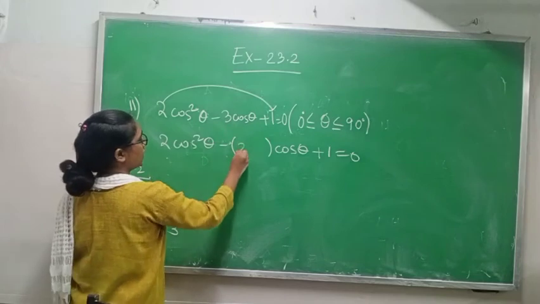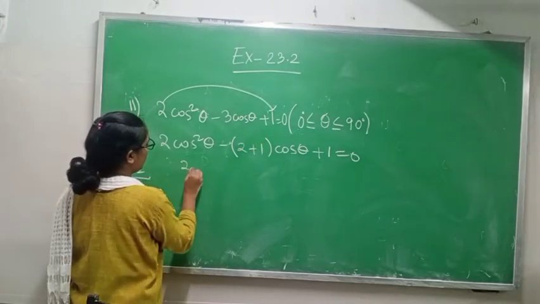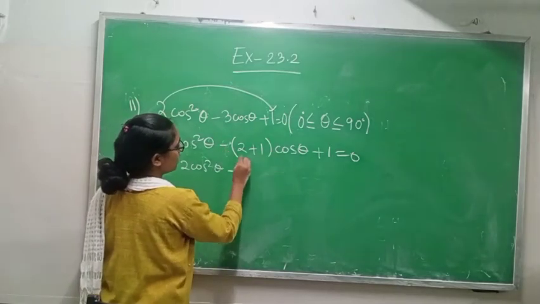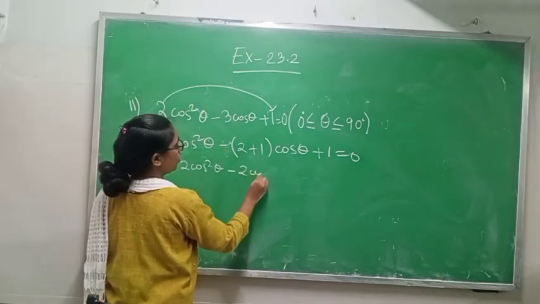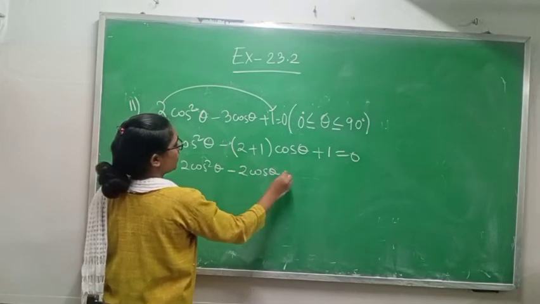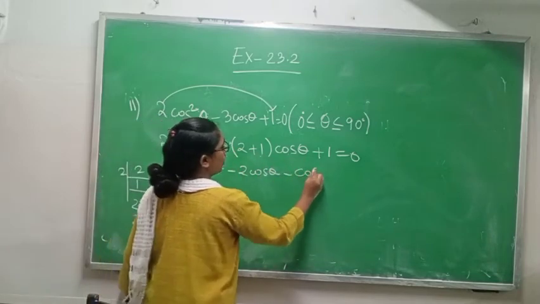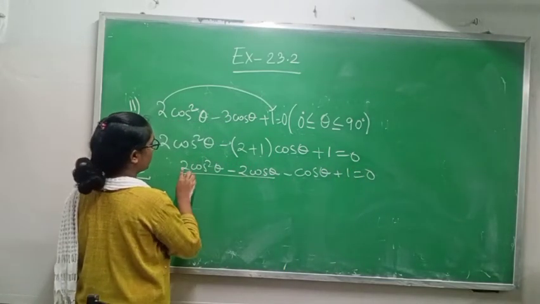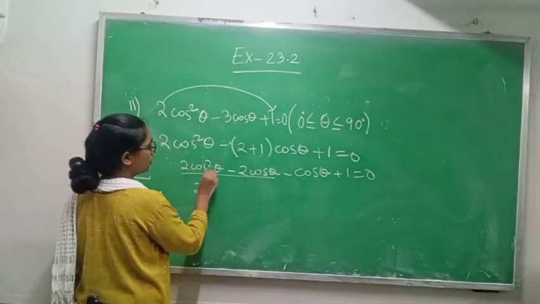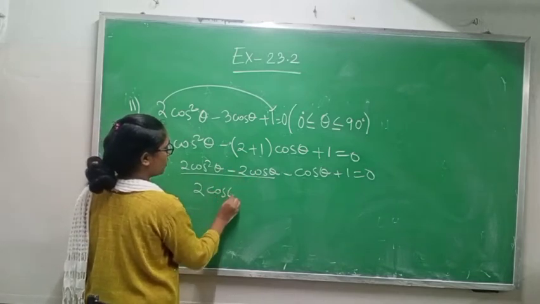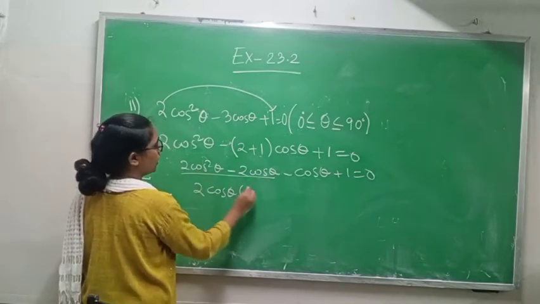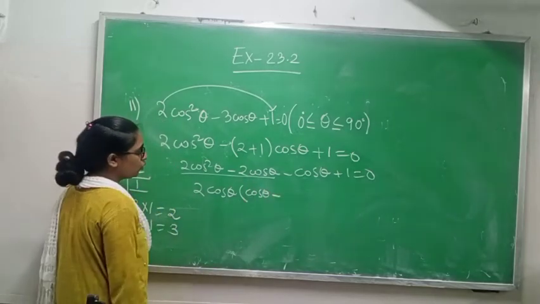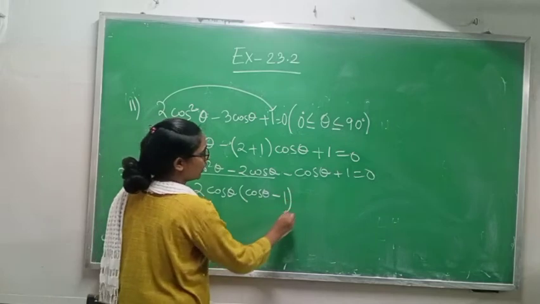See here we have 3, so I am writing 2 plus 1 here. So 2 cos square theta minus 2 cos theta minus 1 cos theta plus 1. Now from the first two terms take 2 cos theta common. What is left? 1 cos theta left, so you will write cos theta minus 1, because you have already taken 2 cos theta common.